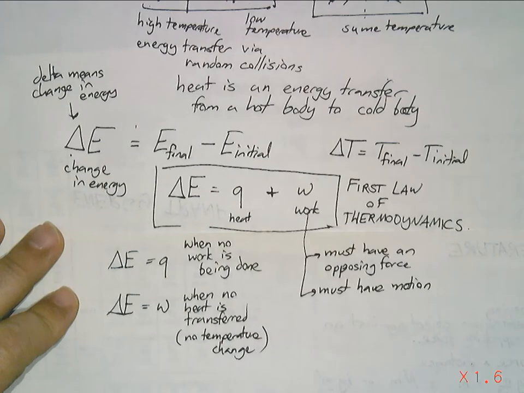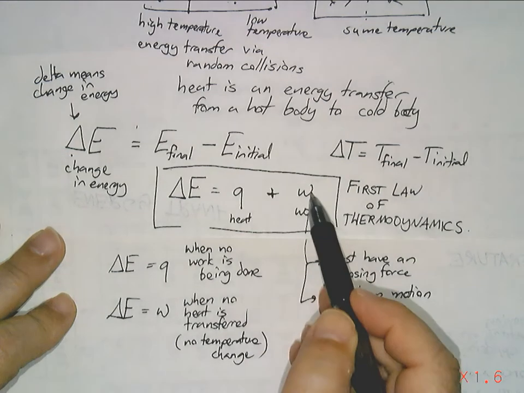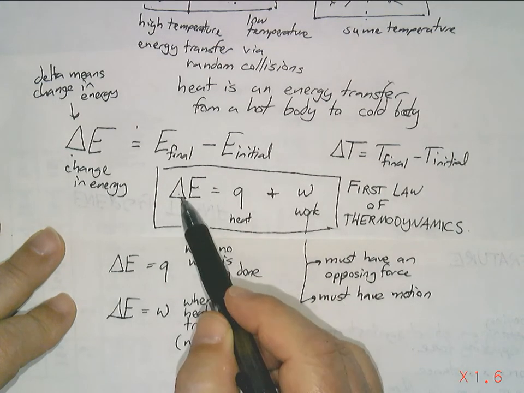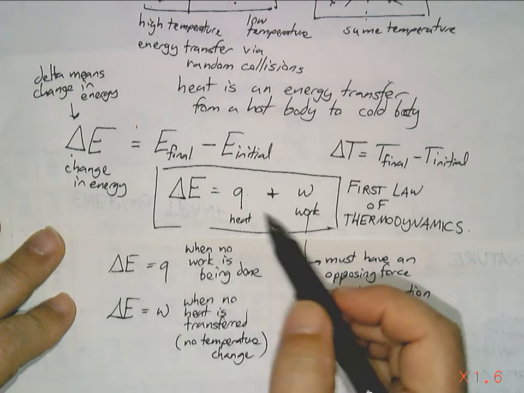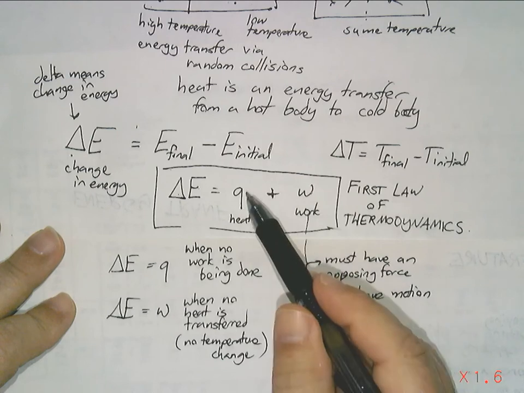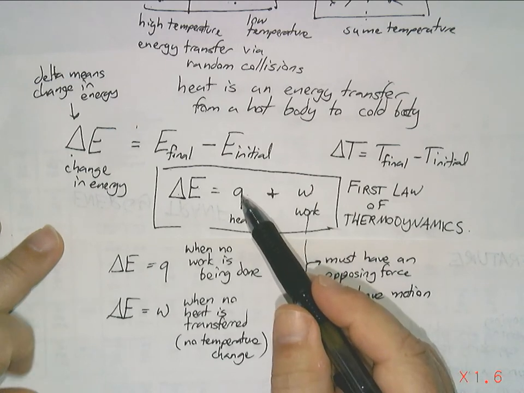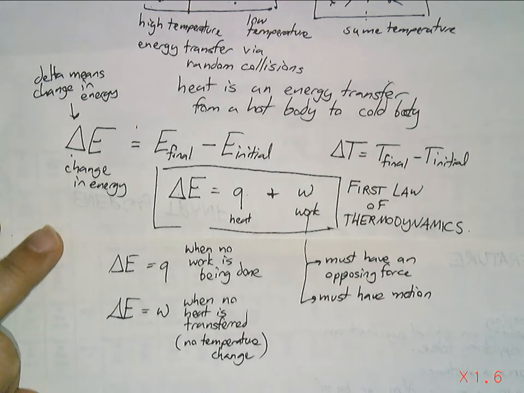So these are both special cases of the first law of thermodynamics. When you have no work, the work is zero, and the energy change can be measured by measuring the heat. When you have no heat, no temperature change happens to your object that is undergoing the energy change, then the work is purely responsible for all of the energy change that you see.